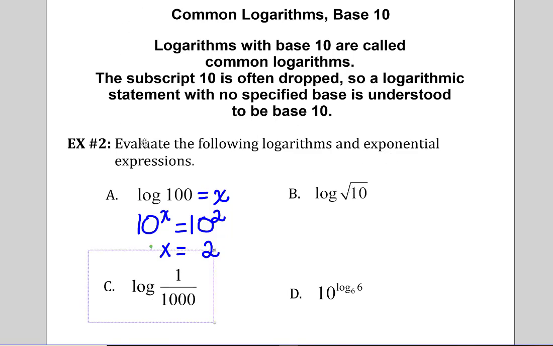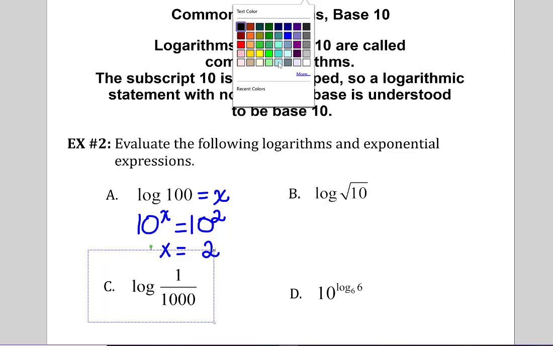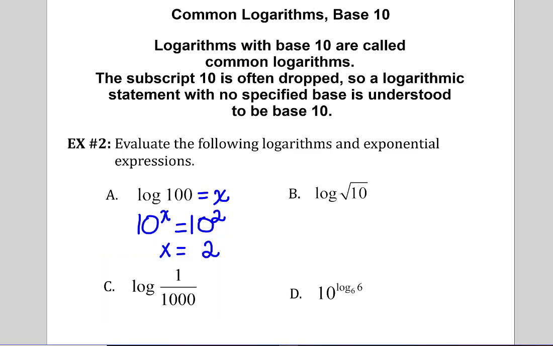On letter B, log base 10, again, my base is the common log, 10. So 10 to some power is equal to the square root of 10, and square root is to the half power. So the number that I'm looking for is 1/2. Log base 10 of the square root of 10 is a number.